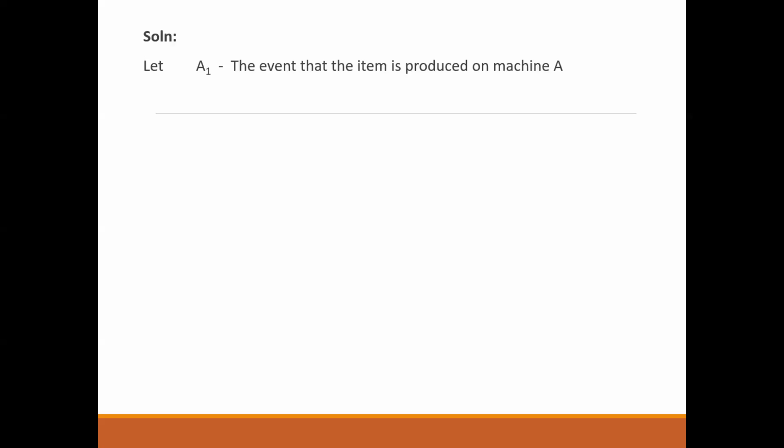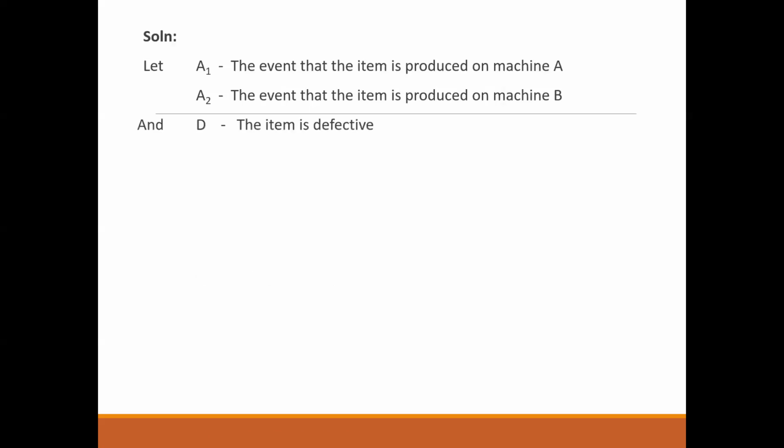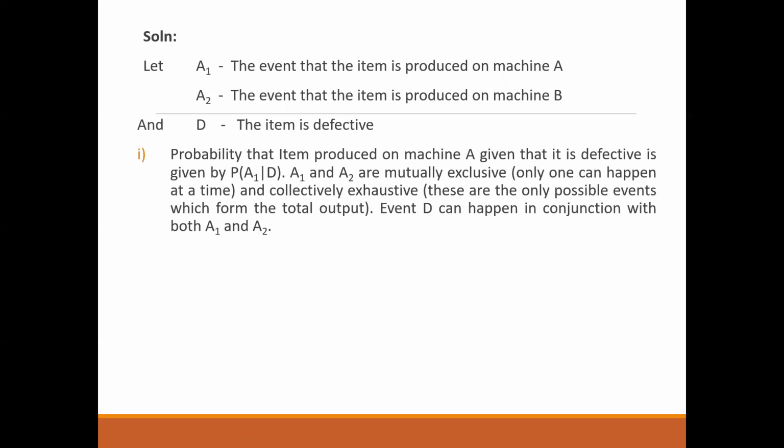Okay, so we have taken A1 as the event that the item is produced on machine 1 or machine A, and A2 as the event that the item is produced on machine B. We are taking D as the event that the item is defective. Now, what is the probability for all the values? We'll find out. But before that, note down this one, the first part. The probability that the item is produced on machine A, given that it is defective, is given by the formula there, P(A1|D).